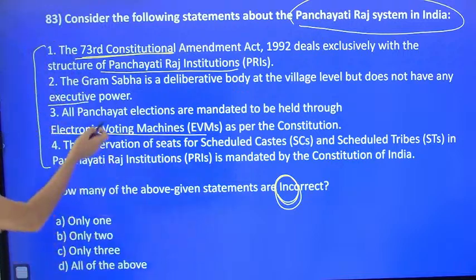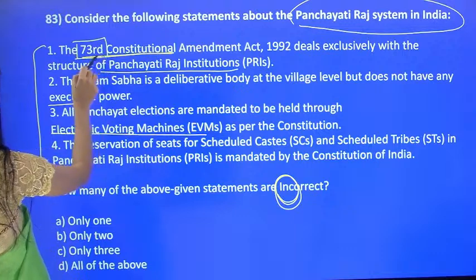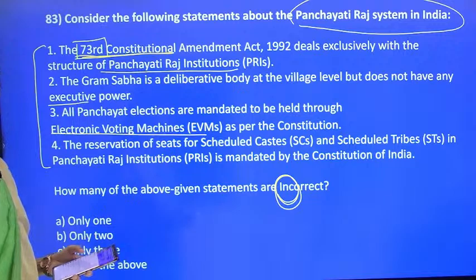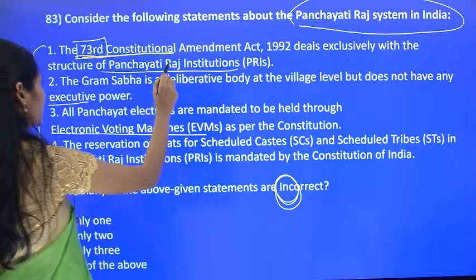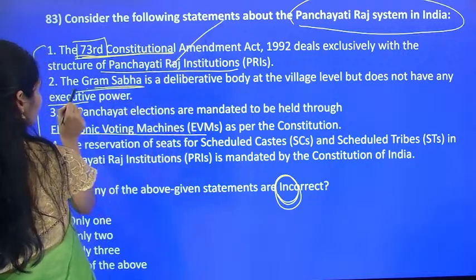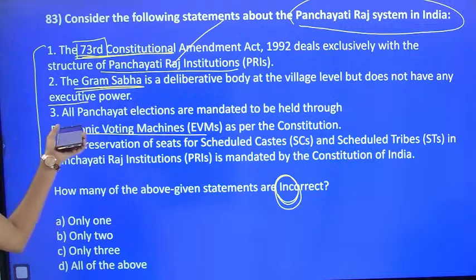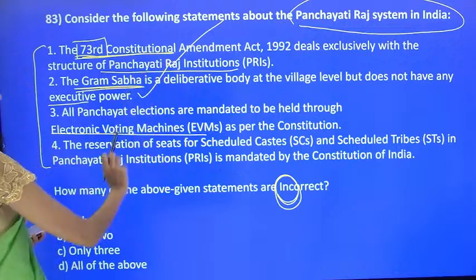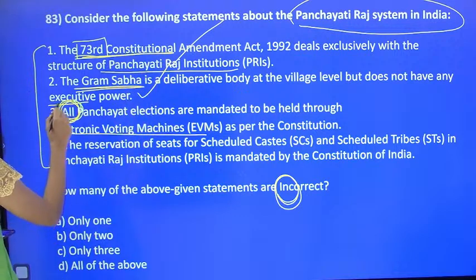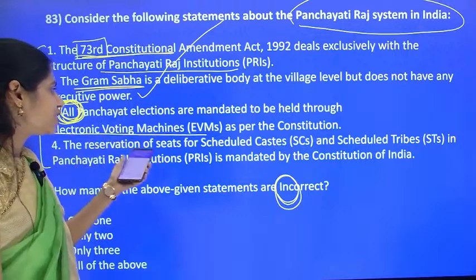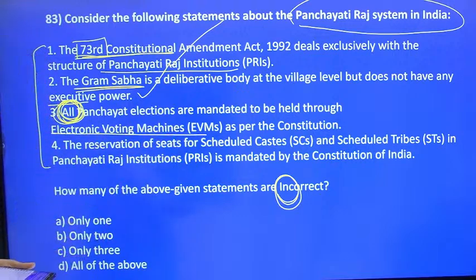Okay, so this first statement is saying that this 73rd Constitutional Amendment Act deals exclusively with structure of Panchayat institution. Yes, it is correct. And next one is Gram Sabha is a deliberative body at a village level but does not have executive power. Yes, this Gram Sabha do not have any executive power. So this is also correct. And next one is, all is extreme here. See all, how it is playing the game here. All Panchayat elections are mandated to be held through electronic voting machines.